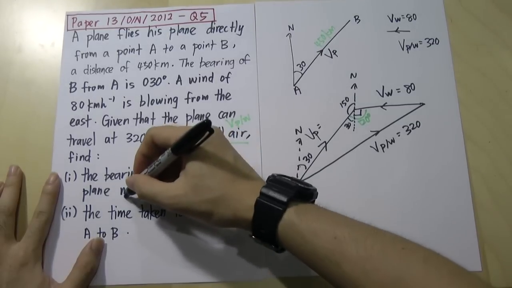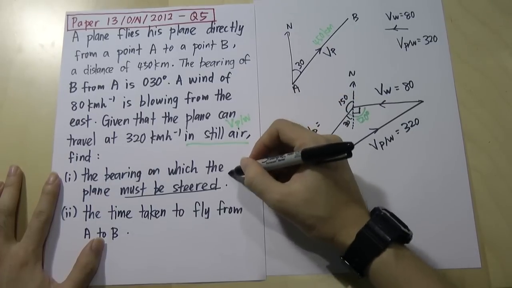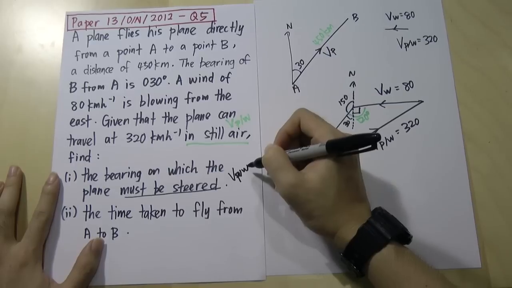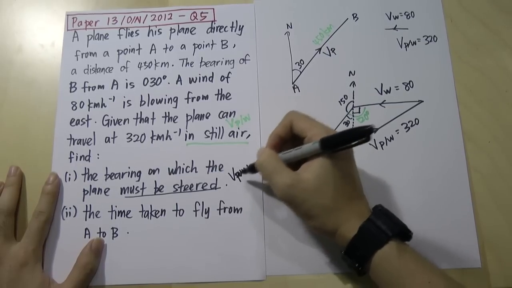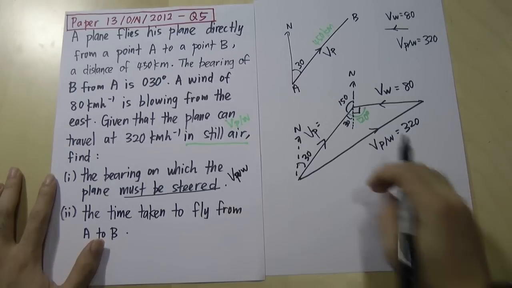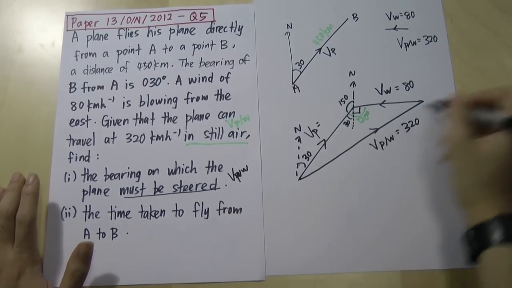Okay, when they say the plane must be still, this one means they want to find the angle from relative velocity, which is the plane relative to water, plane relative to wind. So they want to find the angle for this one. You must find where the direction is for this one. Is this one, isn't it? So basically I need to find the bearing for this one.